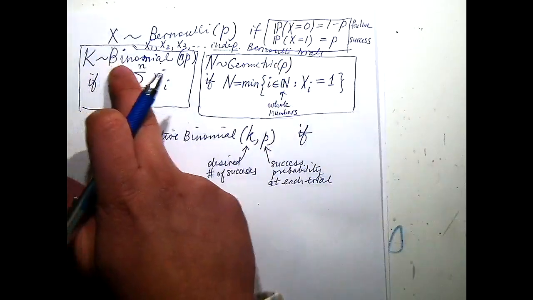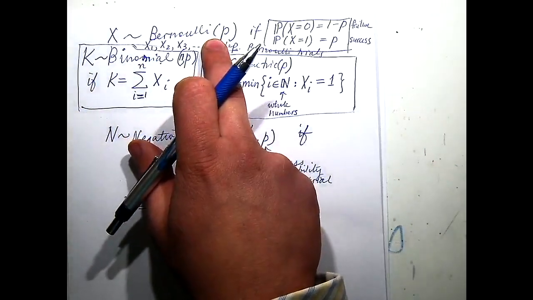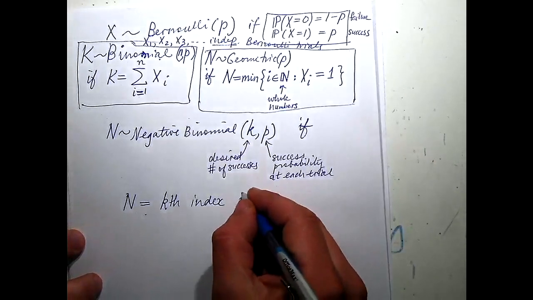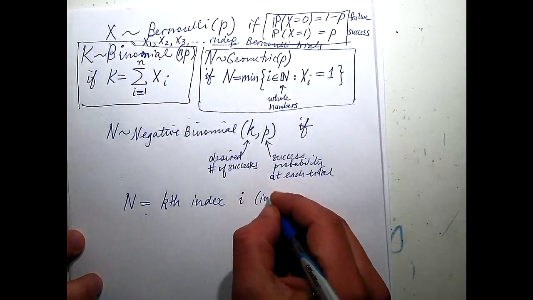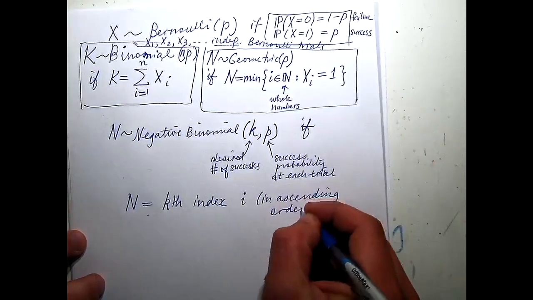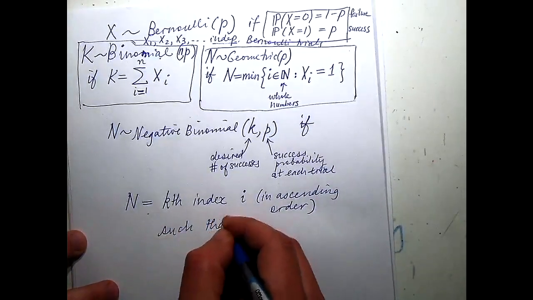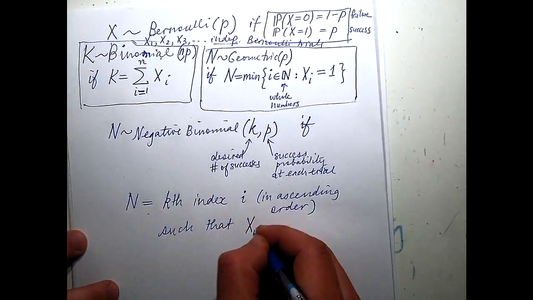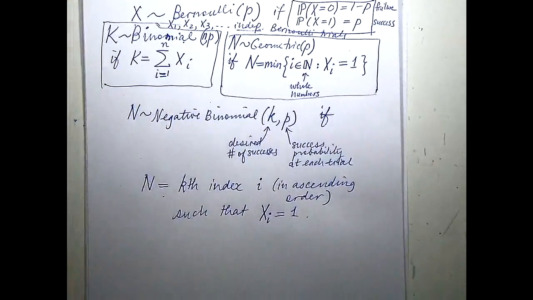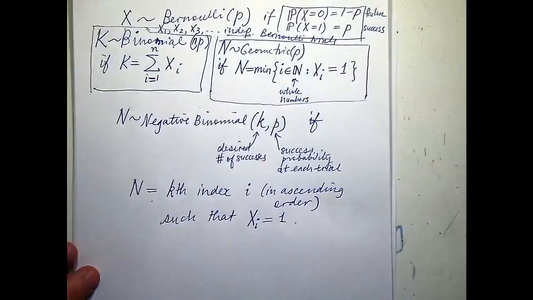Just as binomial 1p is the same as Bernoulli p. Binomial with one trial is Bernoulli. So negative binomial 1p is geometric p. It's the case index I in ascending order such that xi equals 1. I find that a little hard to write just in terms of a minimum, but you can at least see what I mean there. Case index I in ascending order such that xi equals 1.